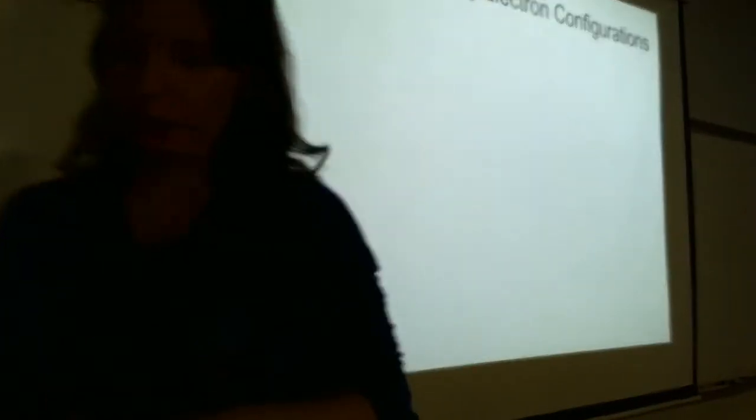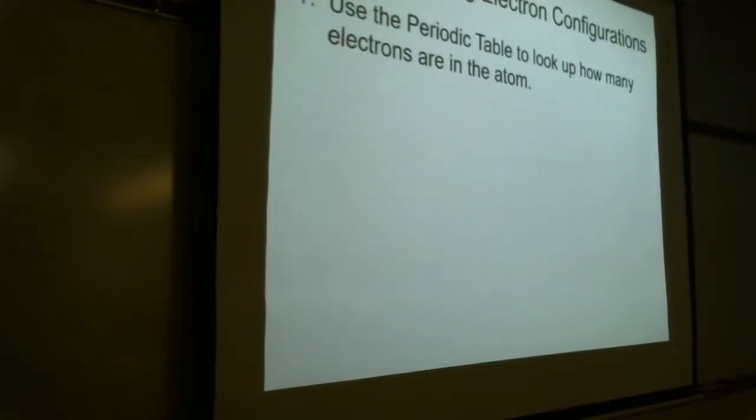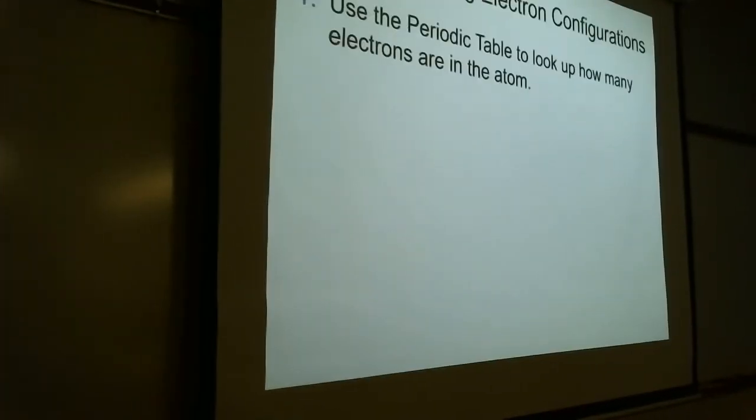The rules for writing electron configurations are pretty easy. We're going to use the periodic table, and by the way, if you have the cardstock one that I gave you last week, you might want to take it out. Use your periodic table to figure out how many electrons are in the atom. The number of electrons, is that the same as the mass number or the atomic number? Atomic number, right? Because remember, in a neutral atom, the number of protons and the number of electrons equal each other. So you've got to know how many electrons you're dealing with.